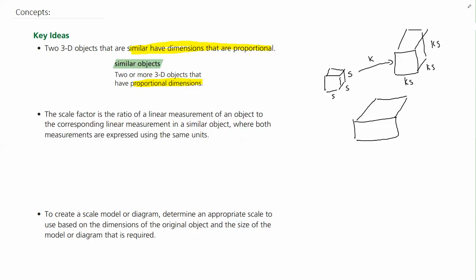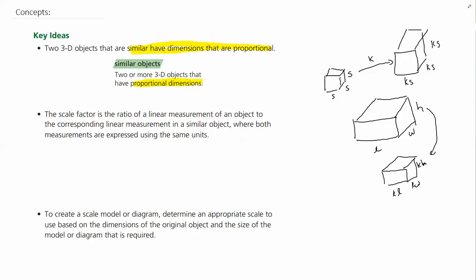Let's look at something like a rectangular box. So this is the length, the width, and the height. My similar object would have k times the length, k times the width, and k times the height. And that's how I could know that they're similar objects: if all three dimensions have the same k scale factor applied to them.